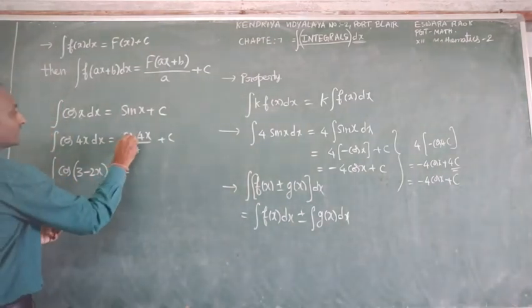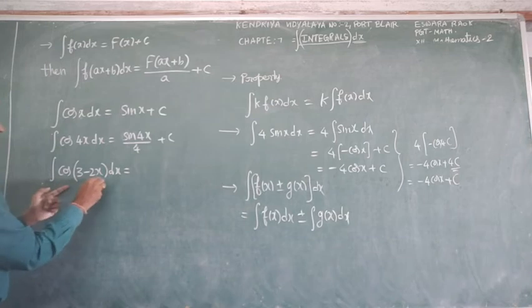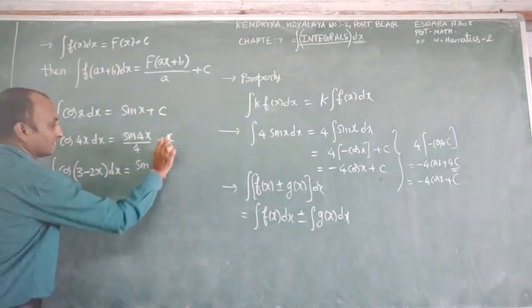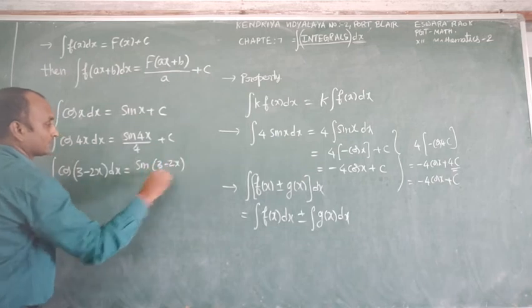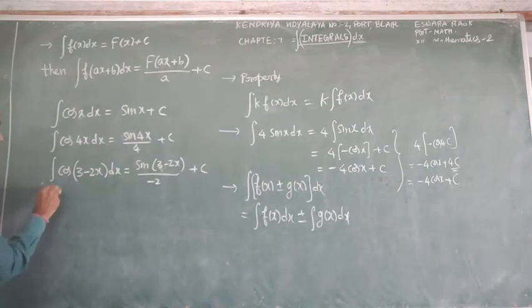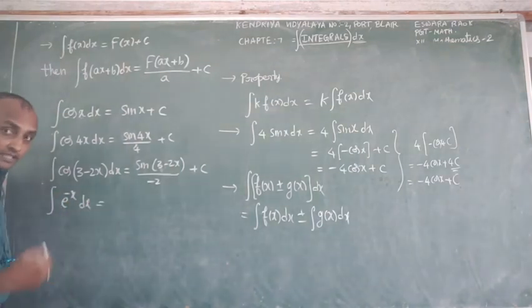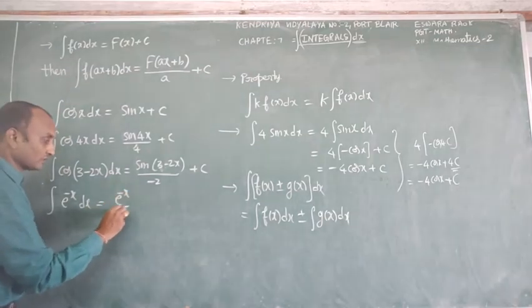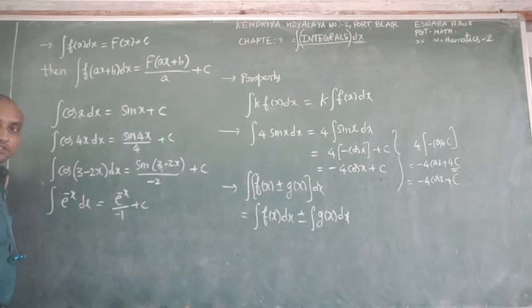It is sin 4x by 4. Cos of 3 minus 2x into dx is sin of 4 minus 3 minus 2x by minus 2, the x coefficient, plus c. If it is e power minus x into dx, what is the integration of e power x? e power x also. So e power minus x, but the x coefficient is minus 1, plus c.